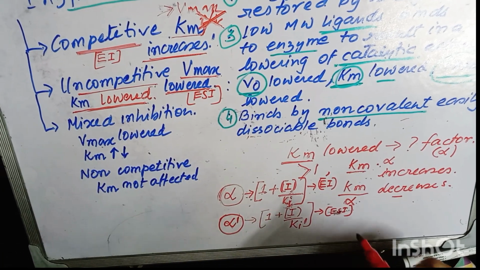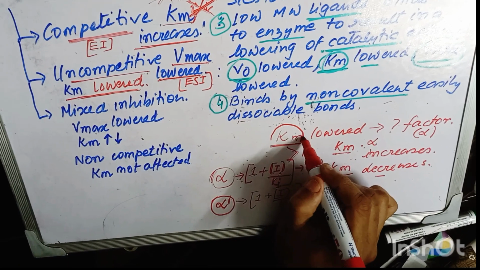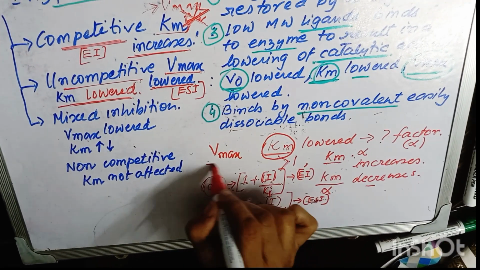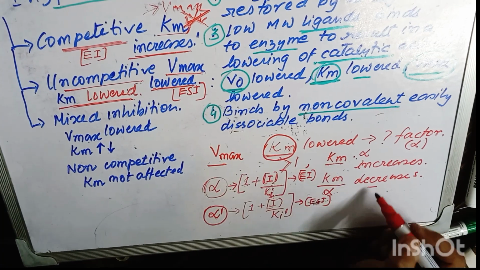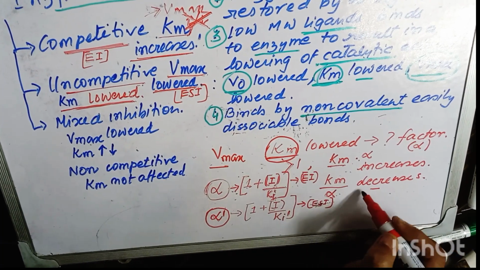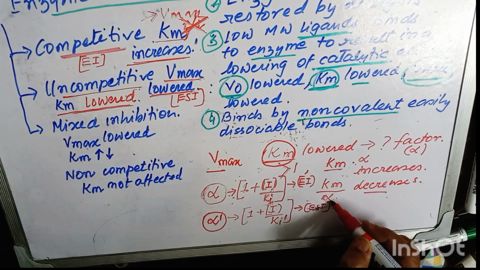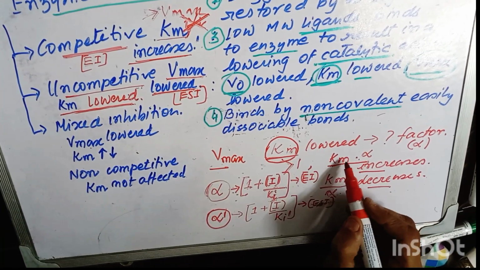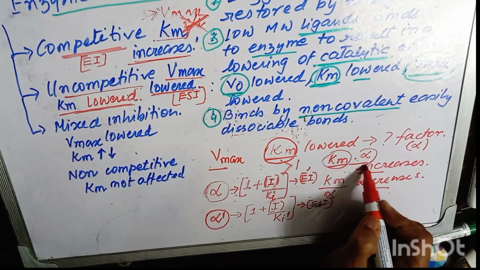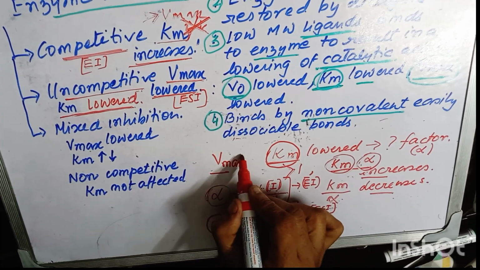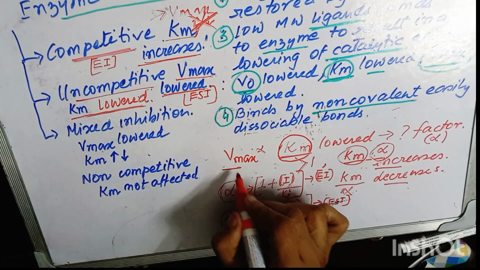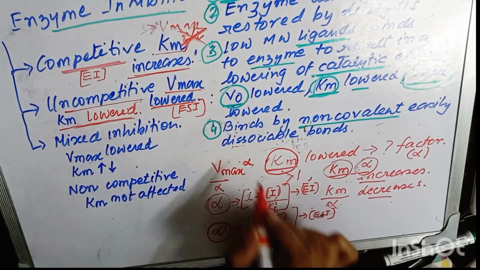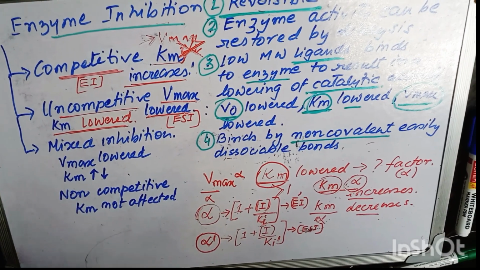And if any enzymatic parameter, say Km, say Vmax, is lowered, we divide. Say Km decreases by a factor alpha, or Km increases by a factor alpha, that means we multiply Km with alpha. Say Vmax increases, so Vmax into alpha. If Vmax decreases, Vmax by alpha. So we operate it this way.